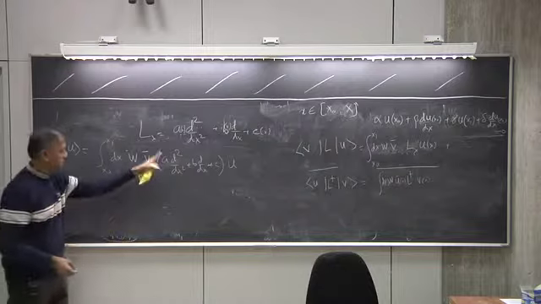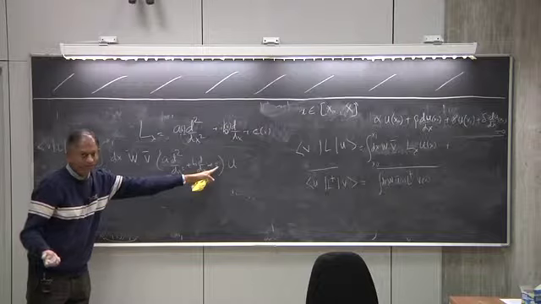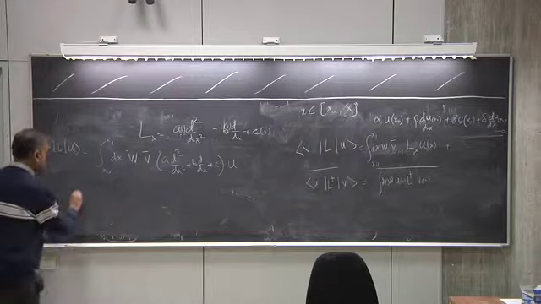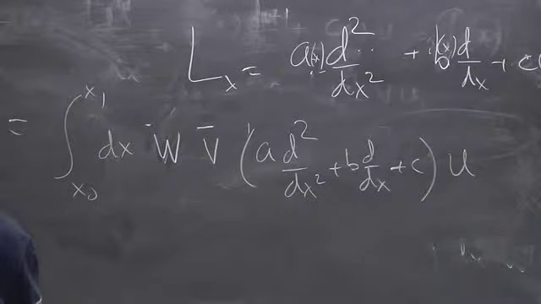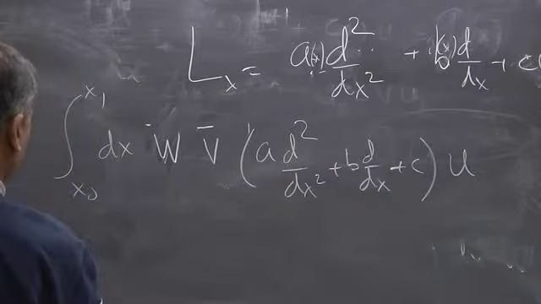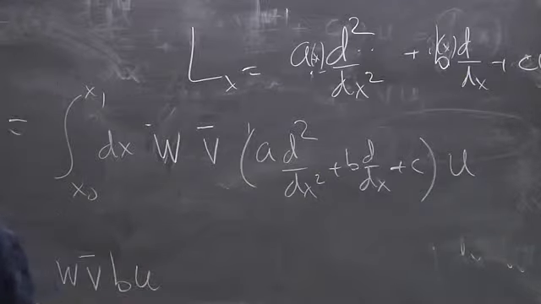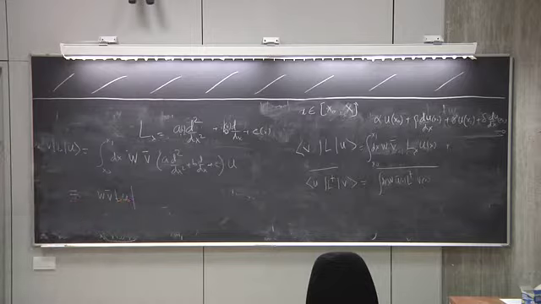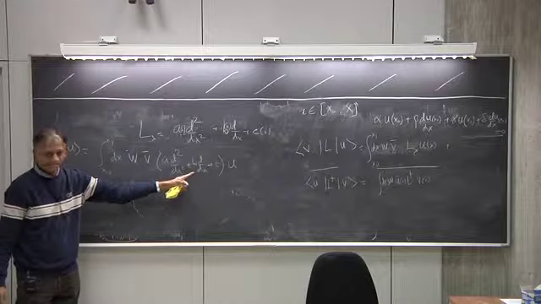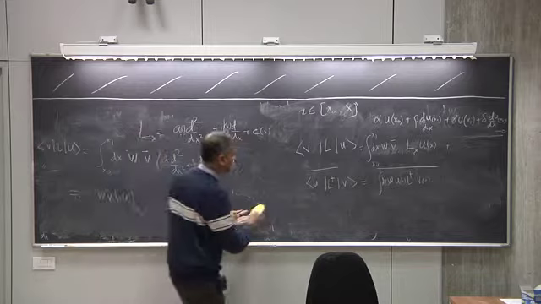Now I start doing integration by parts. So let's first do the first. This is as it is. There's no differentiation here, so this will stay as it is. Here, when I do integration by parts, I will get a boundary term. Let's keep also the boundary term. That will be from here. It will be simply w v bar b times u, right? Evaluated from x0 to x1. That will be the boundary term coming from there. Then what will be left over? So maybe I should write here.